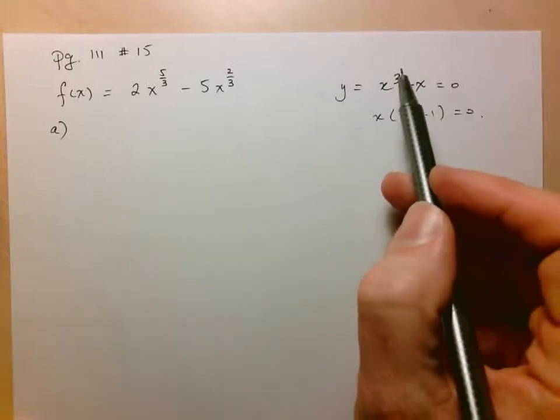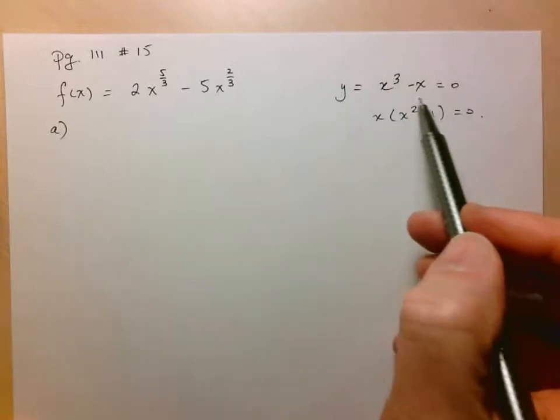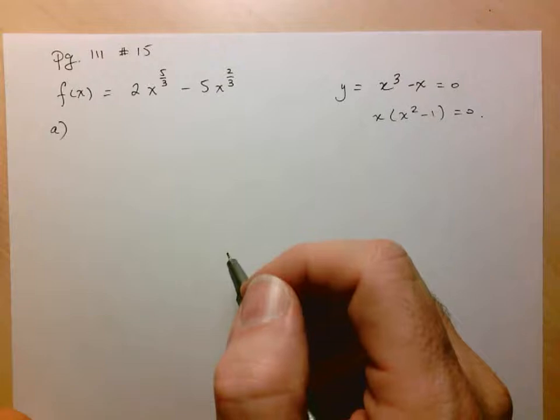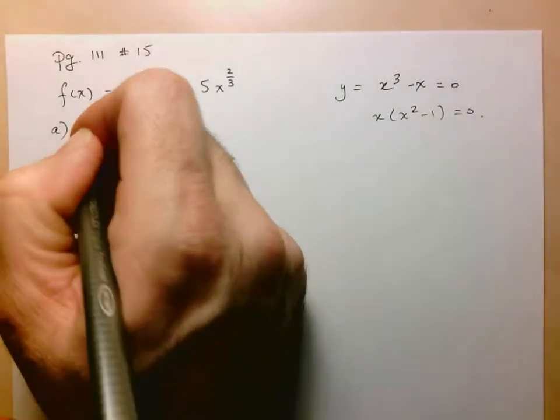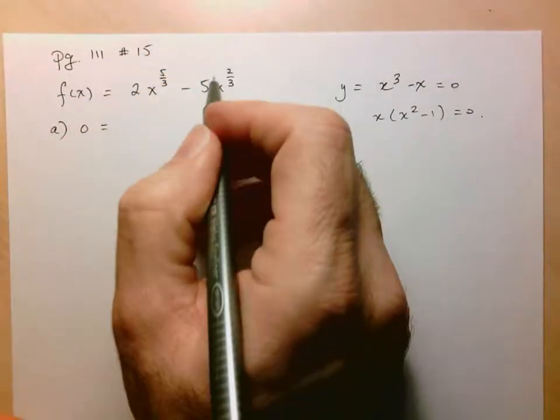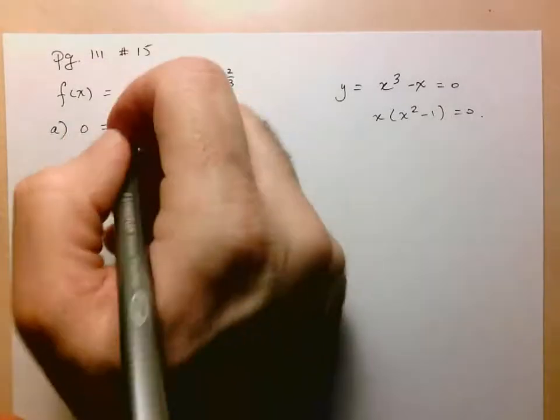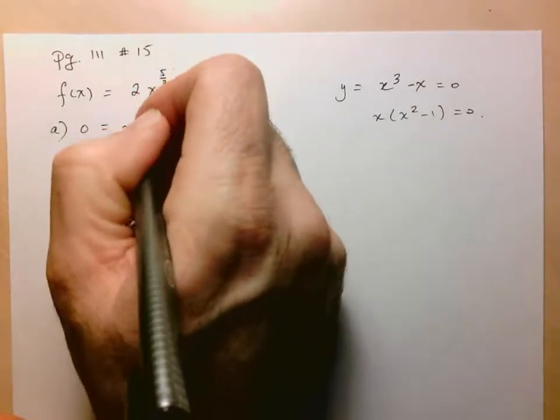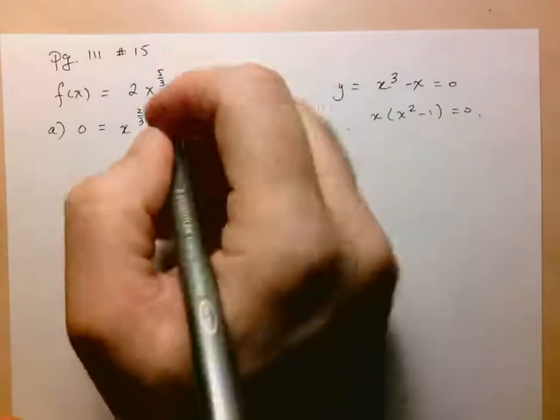Okay, you don't want to factor out the larger exponent because then you'd end up with a negative exponent along the way. So I'm going to use that same idea here. Okay, I'm going to factor out the smaller exponent of x. So x to the 2/3. Okay, and let's see what we're left with.